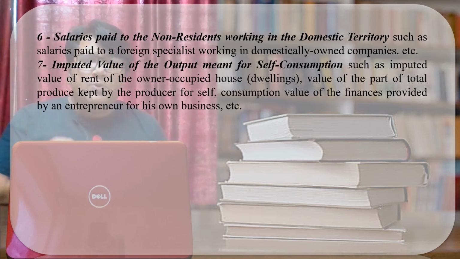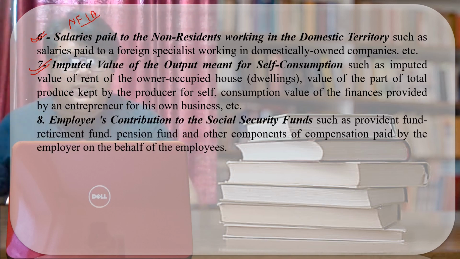Next is imputed value of the output meant for self-consumption, imputed value of the rent of the owner's occupied house, or the value of the part of the total product which the producers are keeping for self-consumption should always be considered. Imputed value will always be considered at the time of valuing the national income. The next is employer's contribution to the social security. It comes under the compensation of the employees. It is the money which the people are getting for the factor services, so it should be considered.